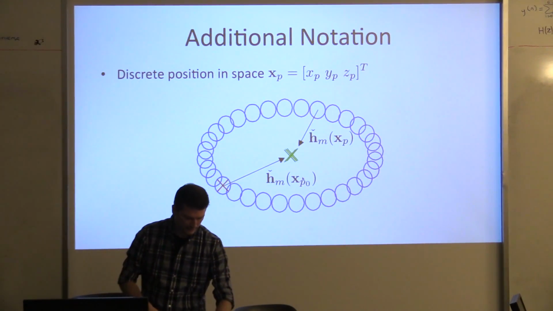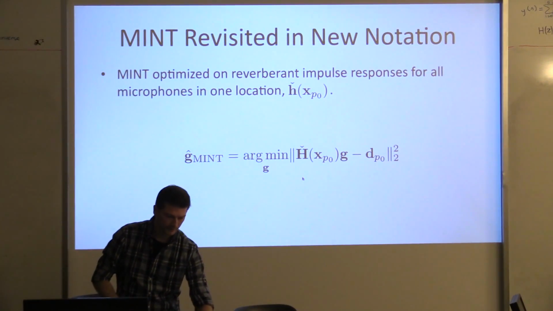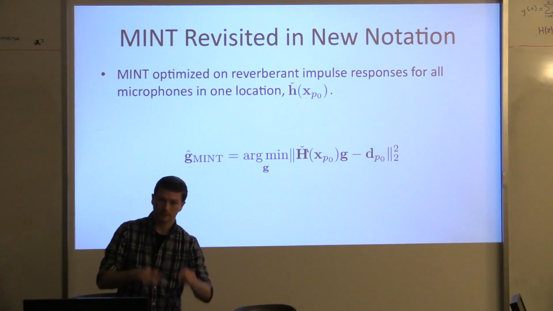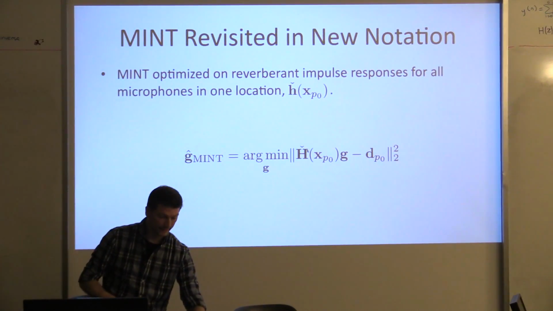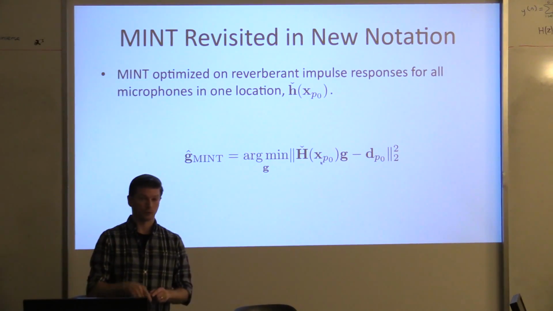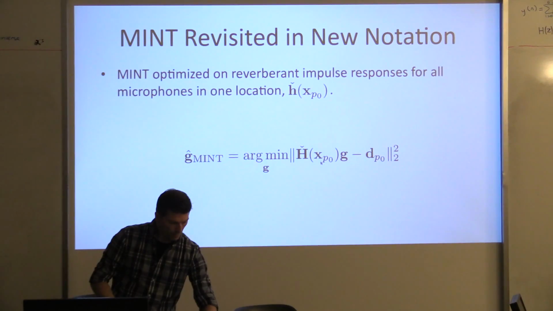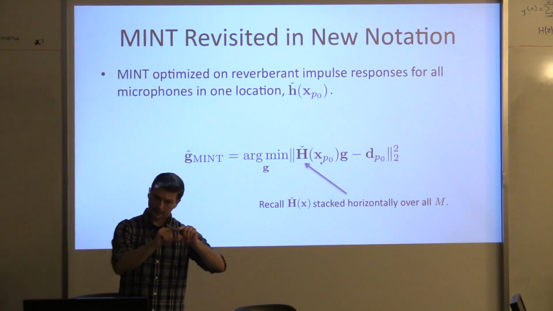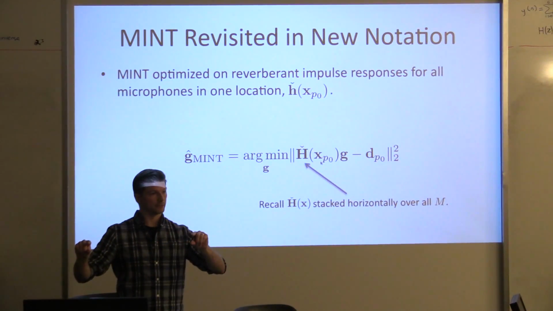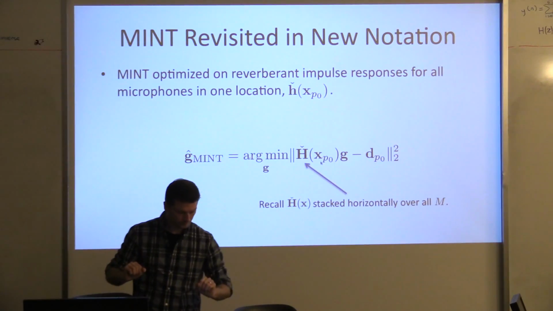So let's look at MINT in this new notation. It looks almost the same. The only difference now is that the convolution matrix has got its V over the top to show that it's fully reverberant, and it only knows about the impulse responses in the look direction, it doesn't know anything else. Recall that the H has been stacked horizontally over M indices, so that all of the M microphones have been stacked in a horizontal direction.